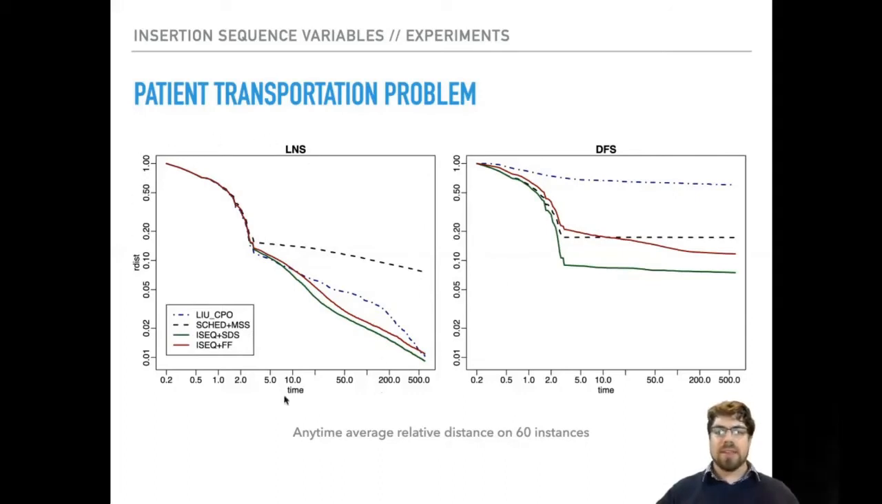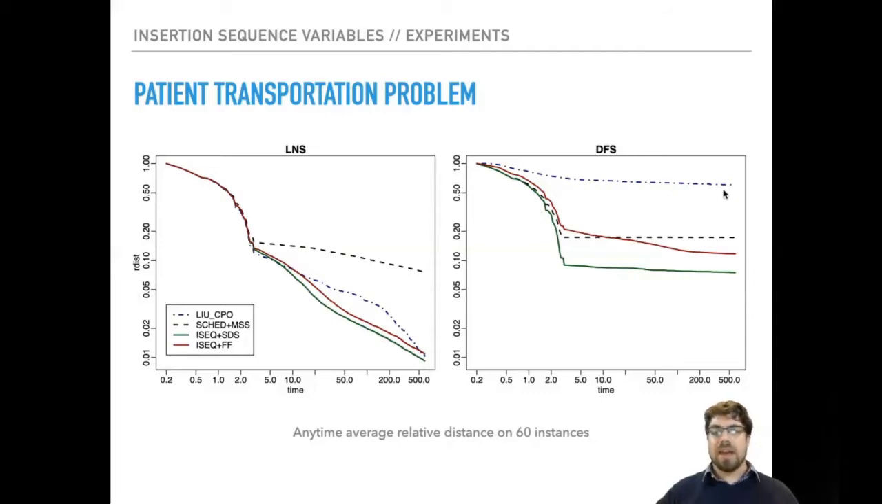So the graphs indicate the anytime relative distance. So this is the ratio between the current solution and the optimum solution, and it is averaged over 60 instances. We had two experiments, one using a large neighborhood search, where we use the large neighborhood search of CP Optimizer, where we can see that our variable has performance slightly better than CP Optimizer and quite better than the dedicated scheduling model.